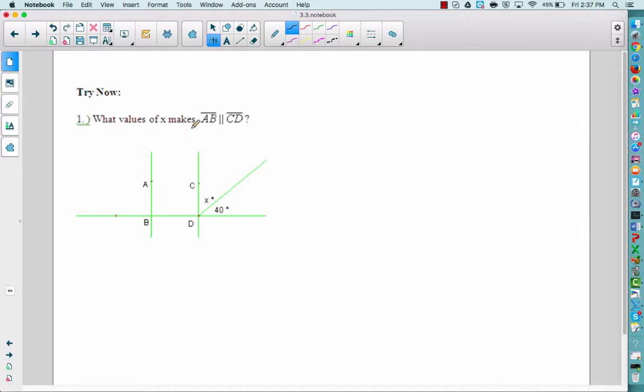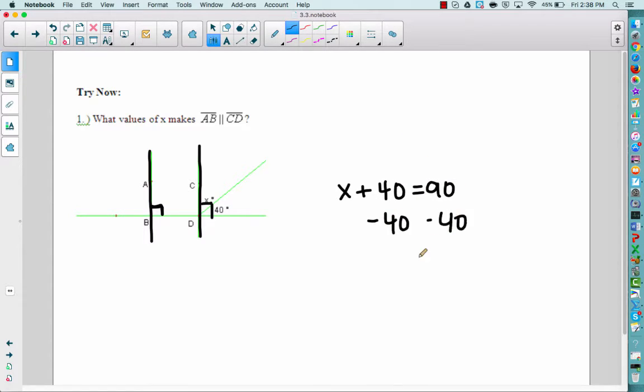What value of x makes AB parallel to CD? Well, the first thing is you need to mark your diagram. I would have given you that this is a right angle. So in order for me to make these lines parallel, I need this angle right here, x and 40 together, to be a right angle. So x plus 40 equals 90. I'm going to subtract 40, and so x equals 50. So if x is 50, then we can now say those lines are parallel.